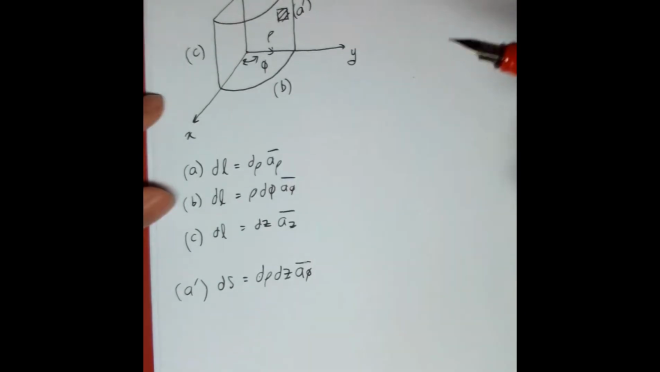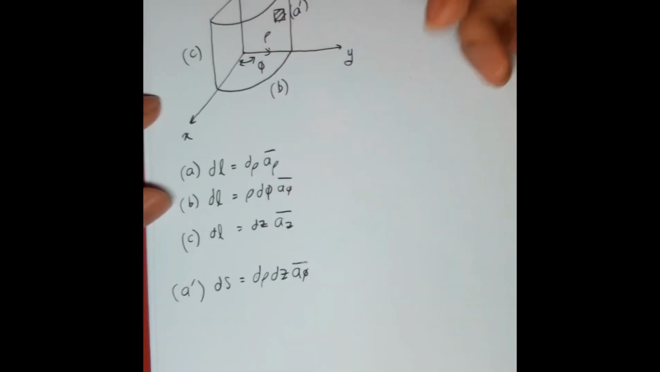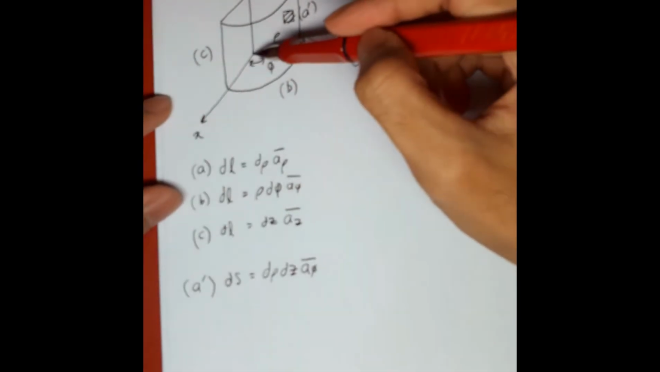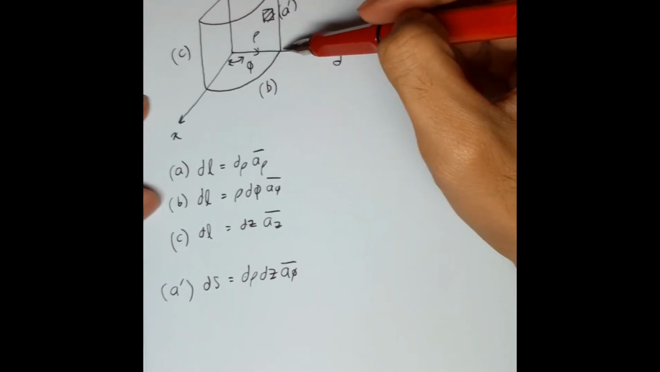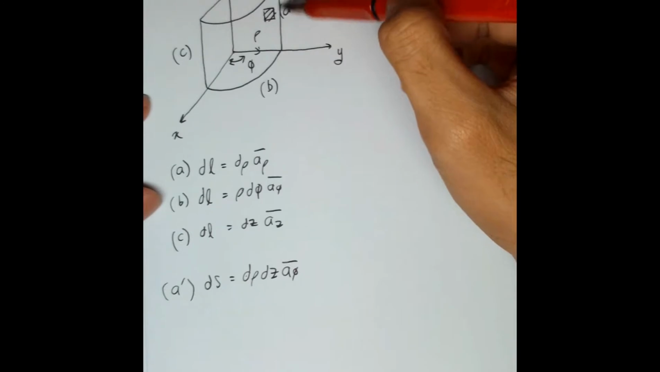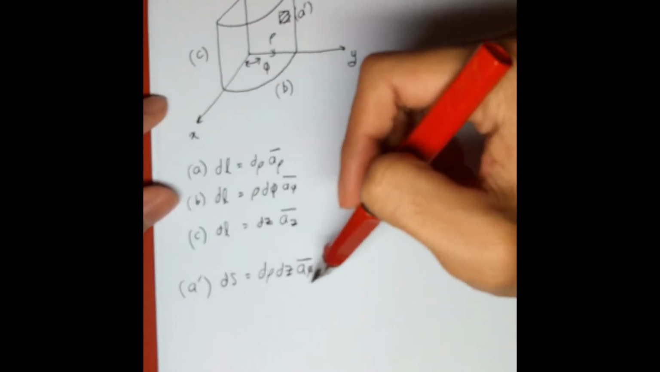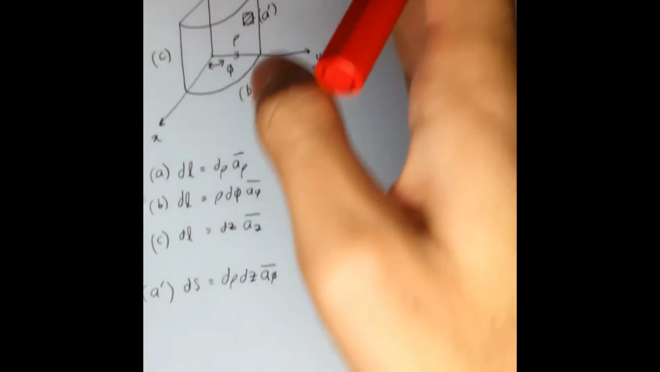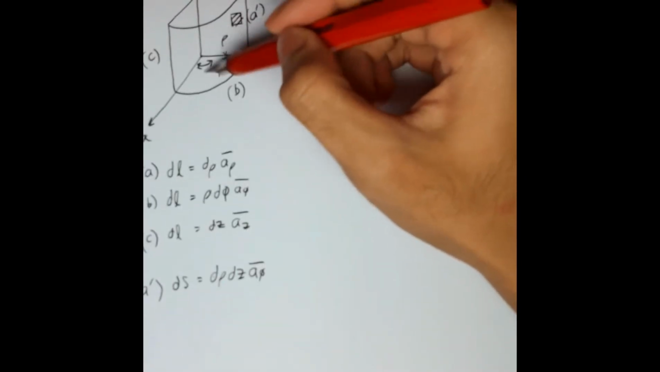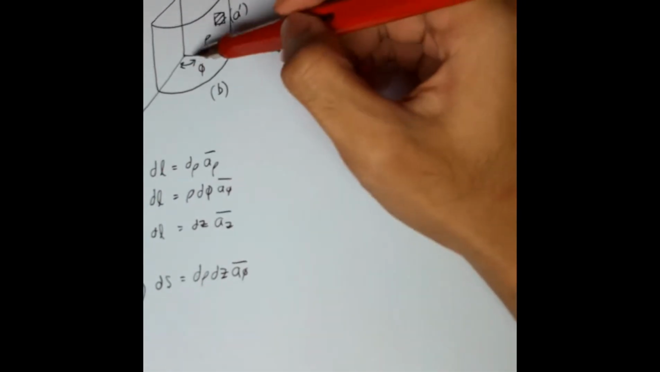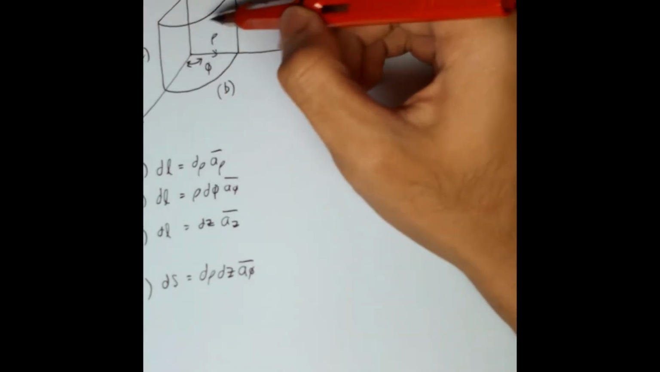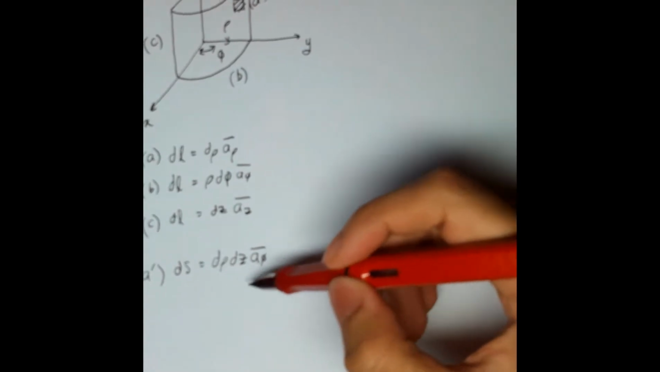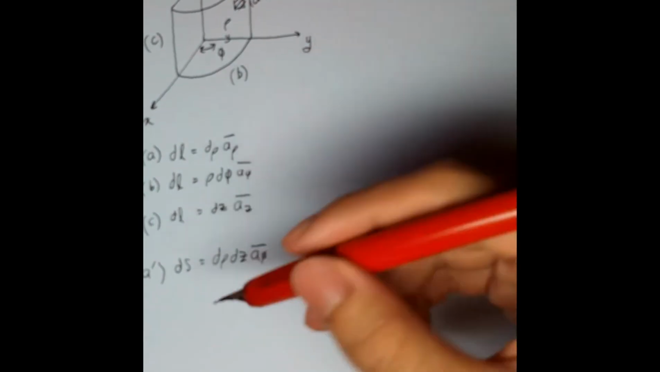We get this differential surface because the d rho is here and dz is here, and the unit vector a phi is because the surface here is pointing in the same direction as the azimuth angle, so it will have a unit vector of a phi.